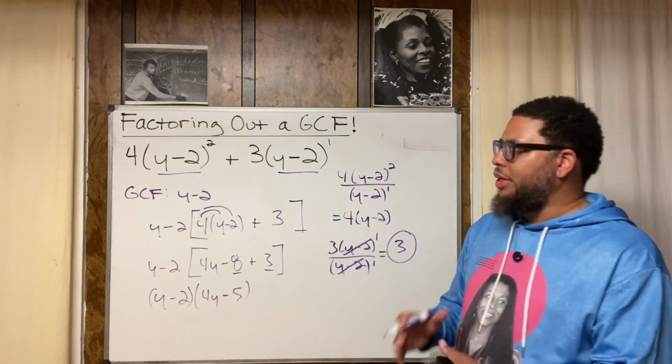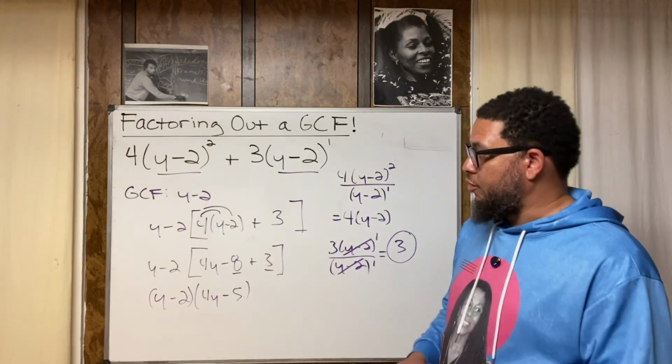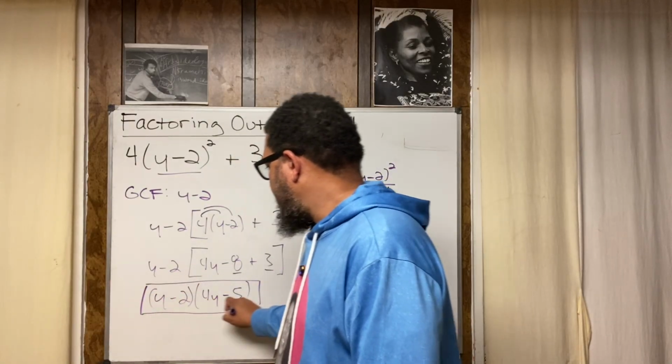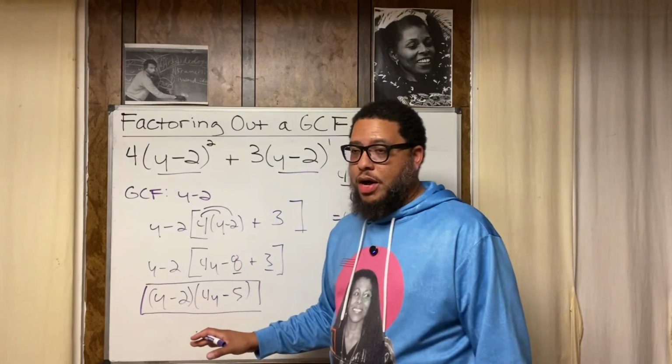So always, when you're doing any problem, make sure you know how to break it down and you know where every term came from. So our final answer was this: y minus 2 times the quantity 4y minus 5.